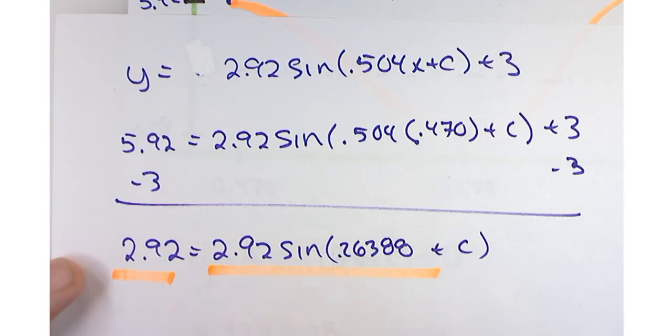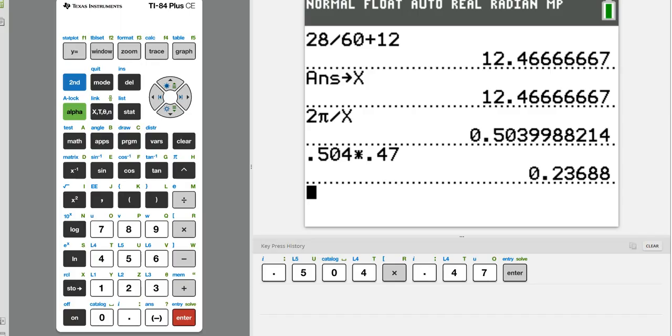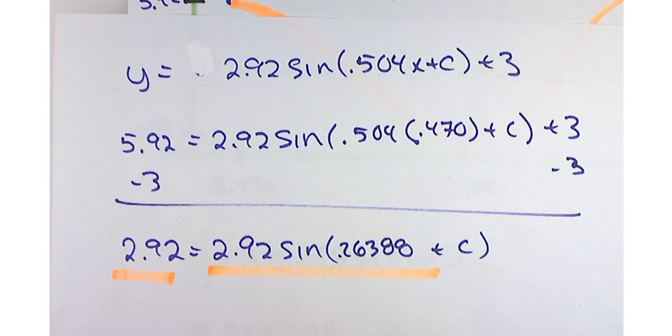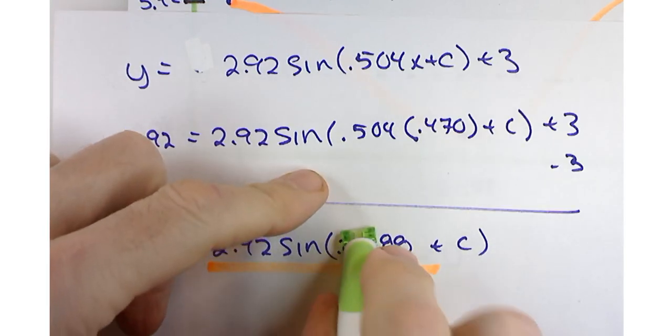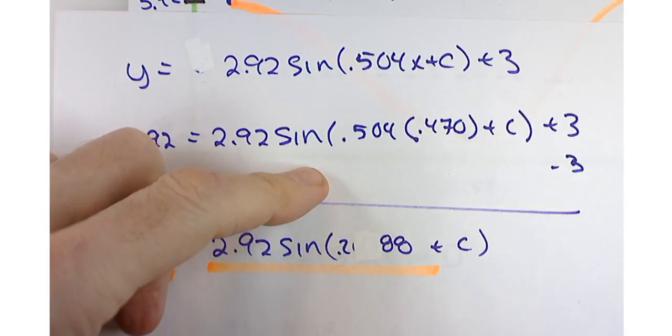Is it 0.26? Did I copy it down wrong? Let's see. You did point. Oh, I did, a little dyslexia here. Yeah, the 6 and the 3 are interchanged. Thank you.